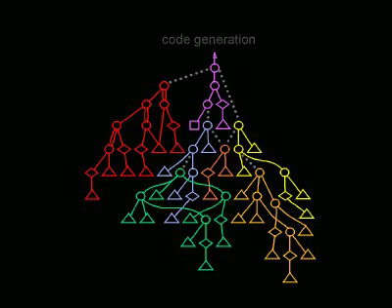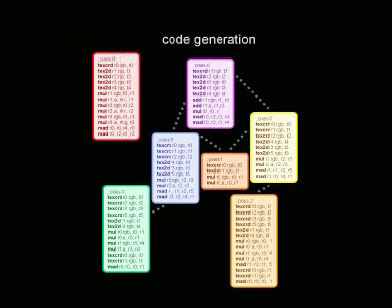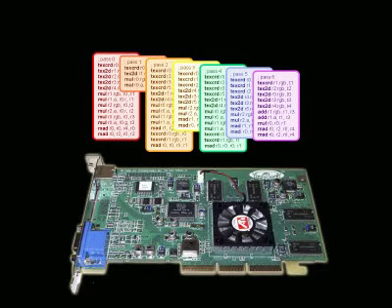After the shader has been partitioned, the compiler generates assembly code for each of the passes. These passes are then ordered and sent to the GPU for rendering.